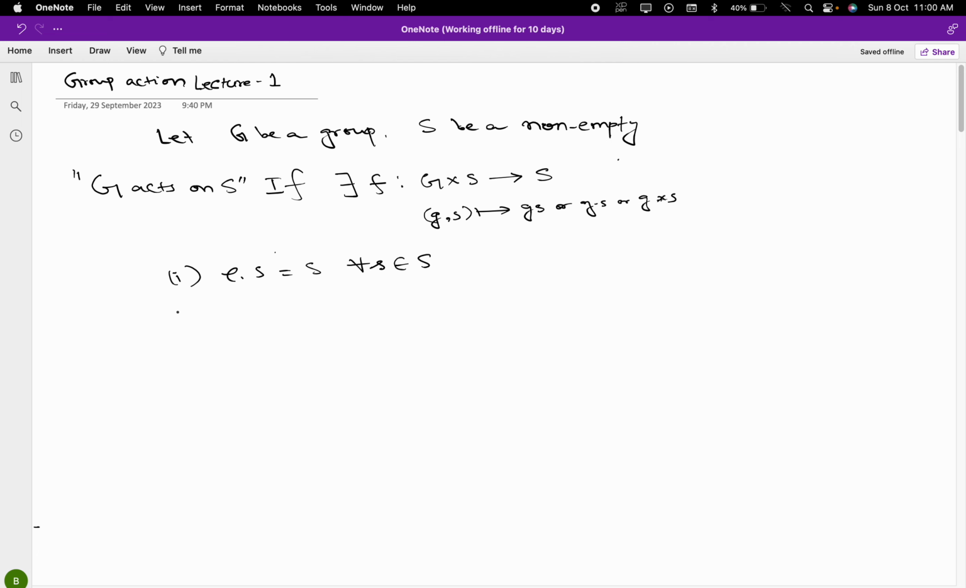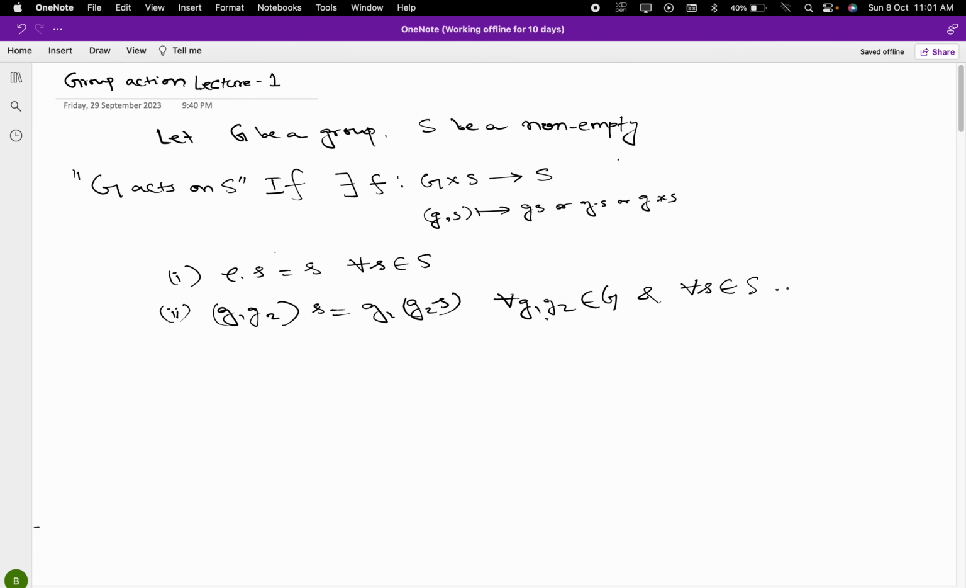The second property is associativity. You take g1 and g2, two elements of G, and operate with s. These are all small s, elements of capital S. So (g1 g2) dot s should equal g1 dot (g2 dot s), for every g1, g2 inside G and for all small s inside capital S.